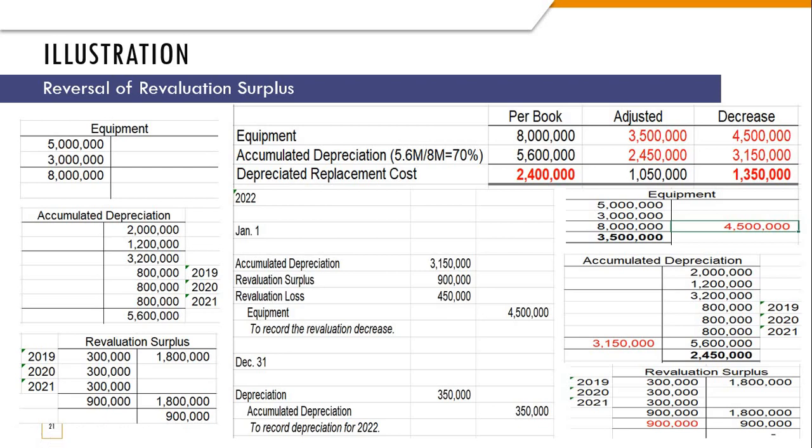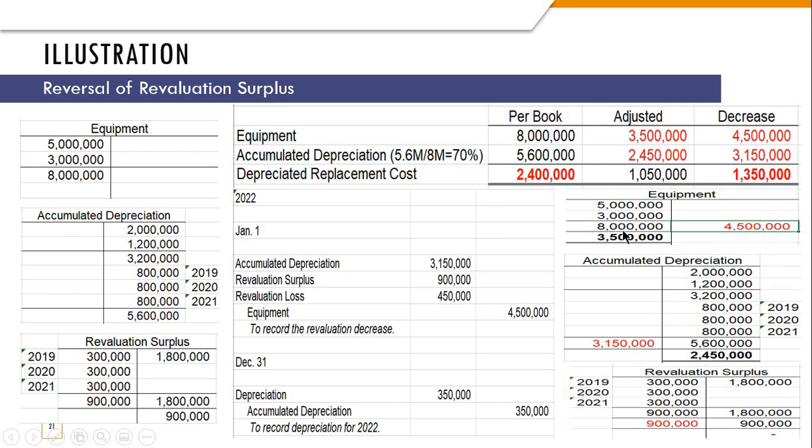So saan ba natin makuha si 450,000? That is the revaluation decrease na 1,350. 1,350 minus yung balance ng revaluation surplus natin na 900. So may 450 pa. Kumbaga 900 lang ang na-absorb ng balance ng revaluation surplus. So the excess na 450 goes as or will be recorded as revaluation loss. Revaluation loss, 450,000.